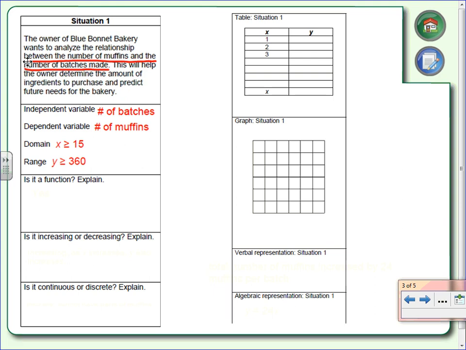Every single day we're going to end up with 360 or more muffins. So the domain is anything greater than or equal to 15. The y values are anything greater than or equal to 360, the number of muffins.